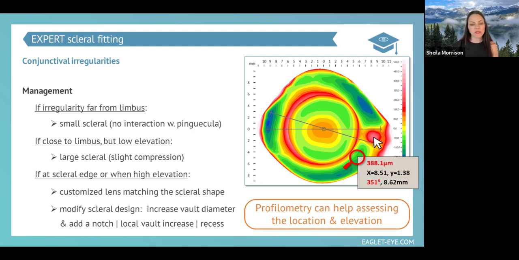If the height of that elevation or that lump or bump is actually not super high, it might be reasonable to vault over it with a larger lens that would glide over it that way, and that's a great technique as well. But again, the bottom line when it comes to ocular shape is evaluation first if you can. Really get a good understanding of the eye shape. Where are the elevations located? How high are they? That helps us in choosing the most appropriate lens design.